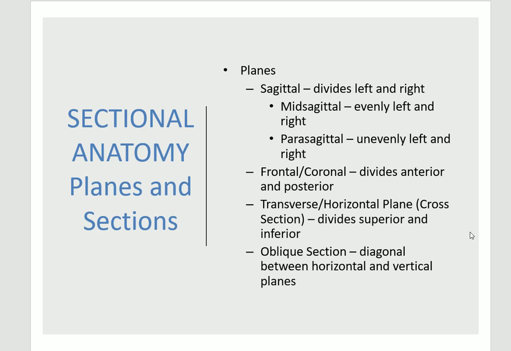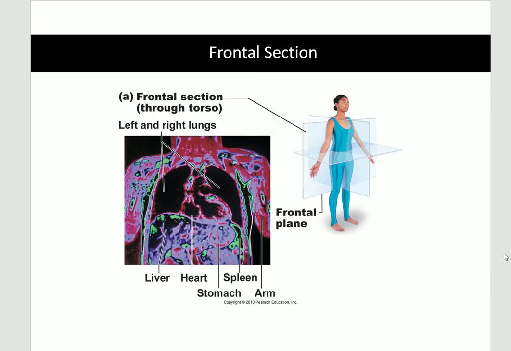You don't see a whole lot of oblique sections. You see them in some cellular slides. So frontal section, that's this cut right here, divides the body into the front and the back. And then the frontal plane is the cut. The frontal section is this section that you're looking at, the liver, the heart, the spleen, left and right lungs, arms, stomach, everything that you can see.